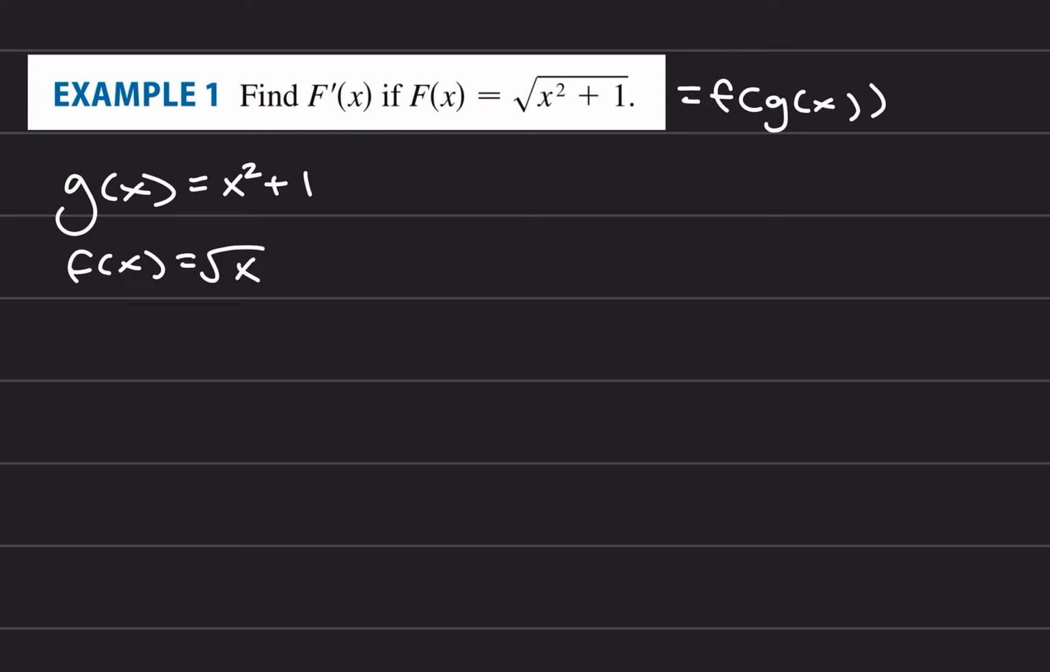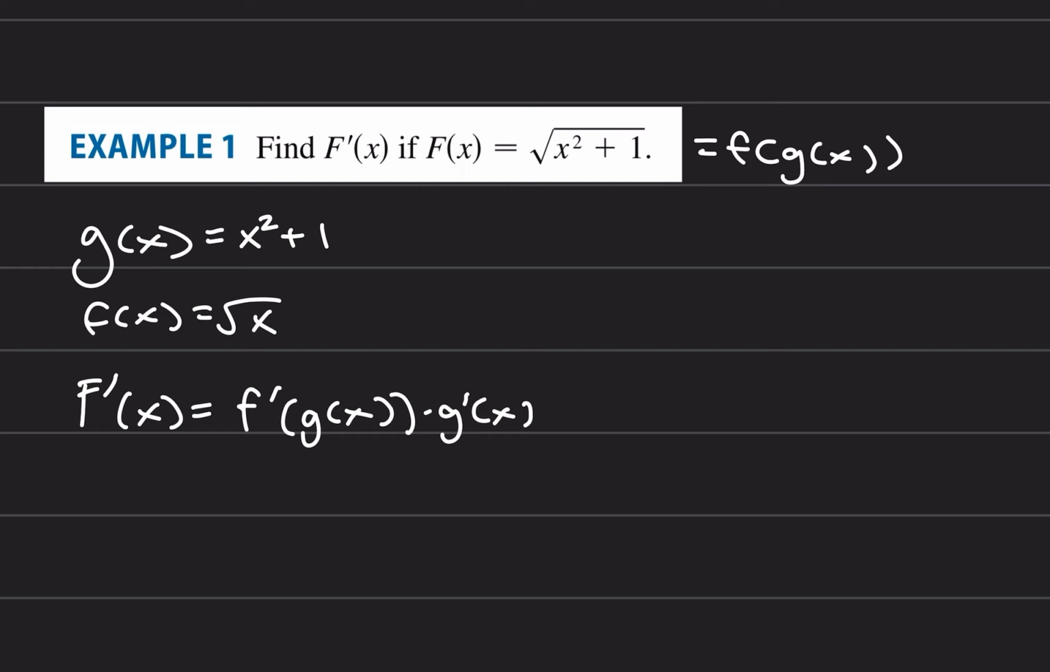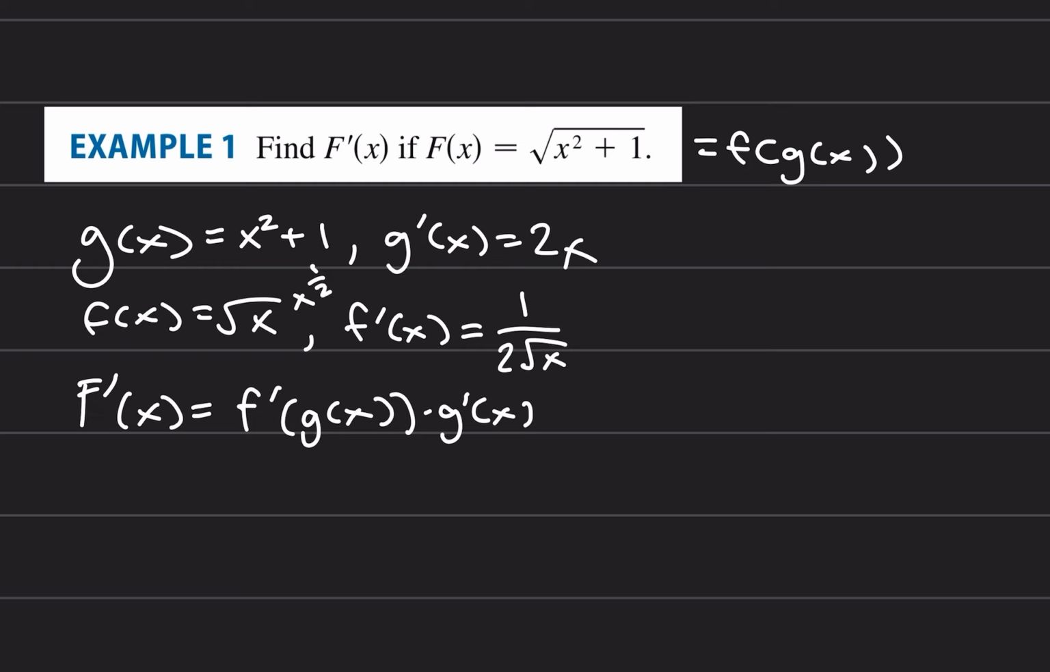Now, we're going to apply the formula. F prime of x is going to be equal to f prime of g of x times g prime of x. We know g prime of x from the power rule is going to be 2x. The derivative of f of x is going to be 1 over 2 square root x. If you're wondering what I did there, this is x to the 1/2. So I brought the 1/2 down, and then I subtracted 1. And if you do all that, then it gives you this.